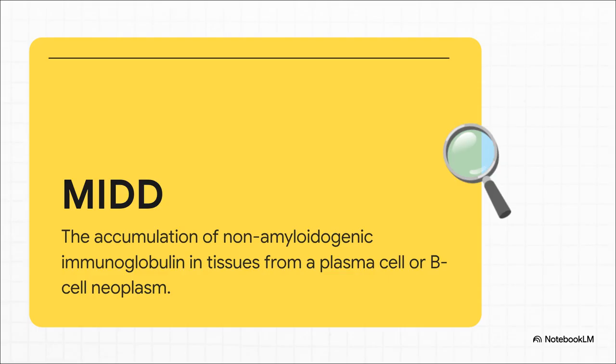Then we have its cousin, monoclonal immunoglobulin deposition disease, or MIDD for short. This is also about protein piling up, but there's a huge distinction. These deposits are not amyloid. They don't form those signature fibrils. It's a totally different process, which means we need different tools to spot it.